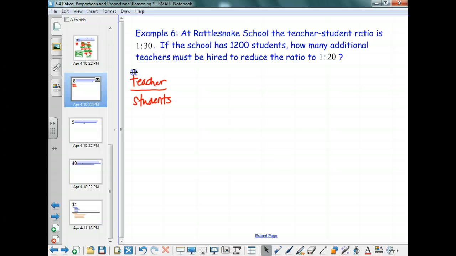Don't make me pick. We can get from Haley, thank you. Okay, so what should she write down first? 1 over 30, because that's the ratio we were originally given, right? What's going to go on the other side? Right, x over 1,200, because 1,200 is how many students? Yeah. Cross multiply.